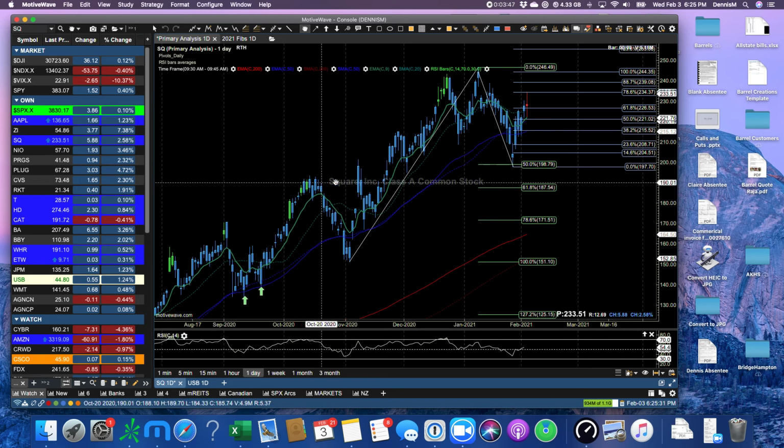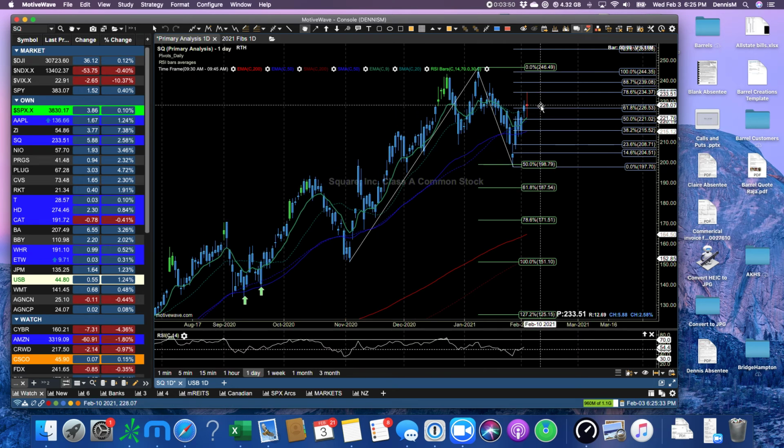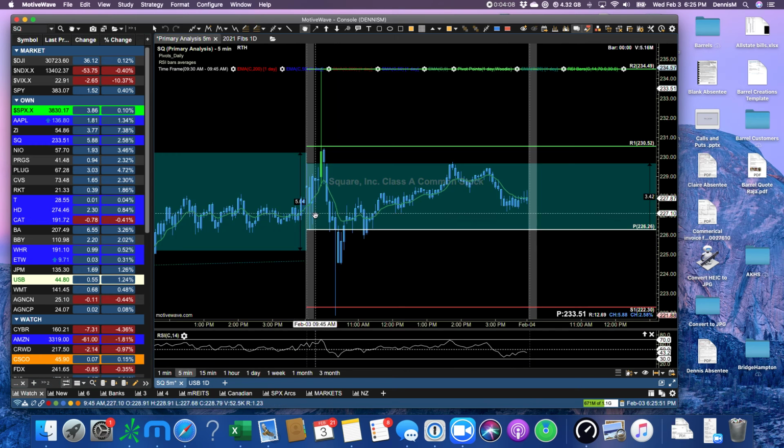Square, good day today, but finished in this area of indecision. Moved up to the 78.6, came down to the 8 EMA, and finished with this little, almost a perfect doji. Dojis can sometimes mean a reversal. Let's just take a look at what it looks like in the 5 minutes. It probably looks like the market did. Exactly. Pop, drop, and then moved up for the rest of the day and then tailed off.